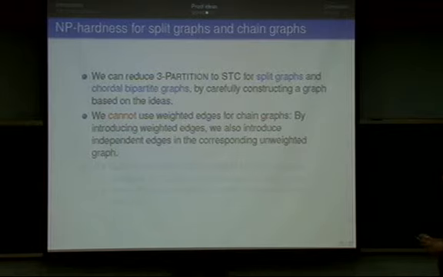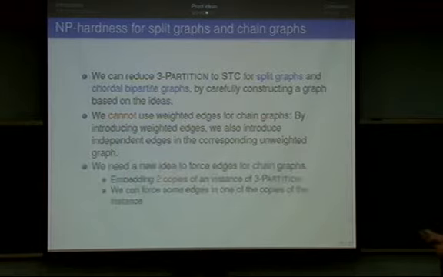So we need some new idea, and we embed somehow two copies of an instance into the graph, and we can force some edges in one of the copies of the instance, so you win. Okay. I skipped this detail, but this is the main idea of the reduction.